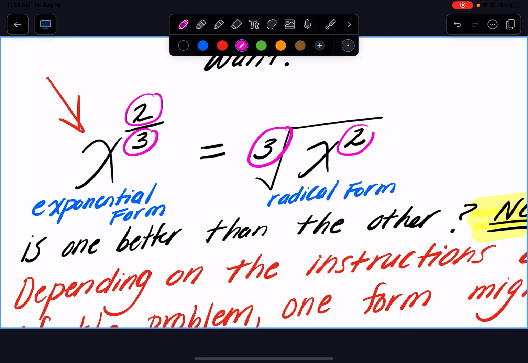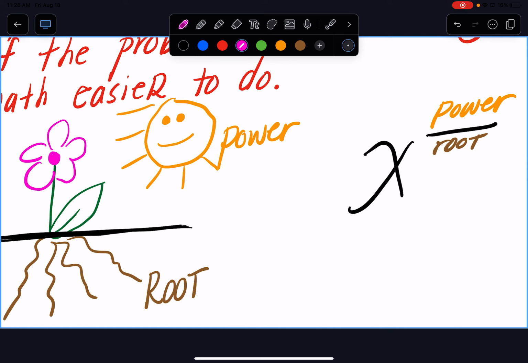So I draw this picture of a flower to help you remember. I would do it as well. With a flower, there's roots. Look, this is my fraction line right here. Roots are on the bottom of a flower. True? So that will help us remember roots go on bottom. The power comes from the sun and the sun comes from the top. So power's on top.